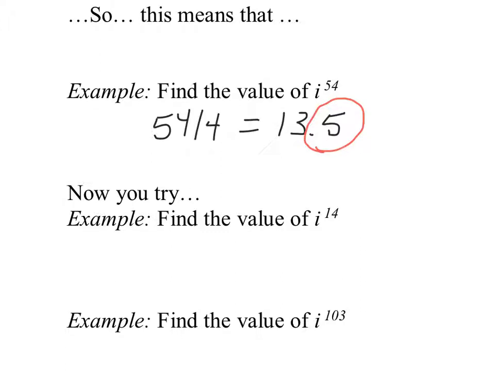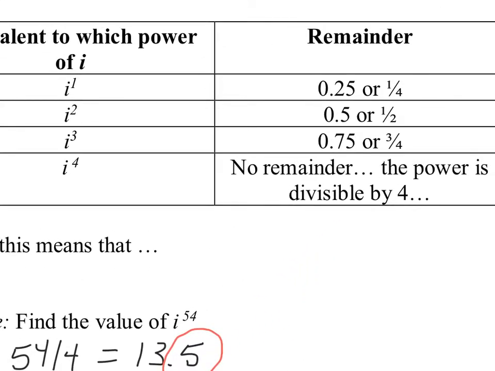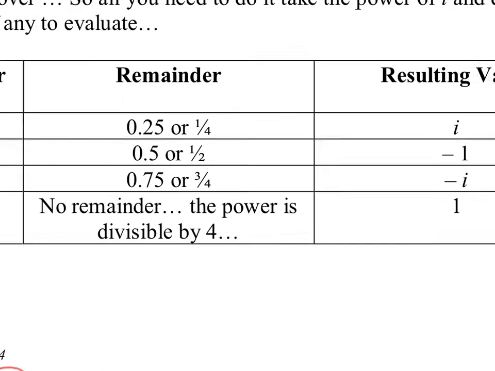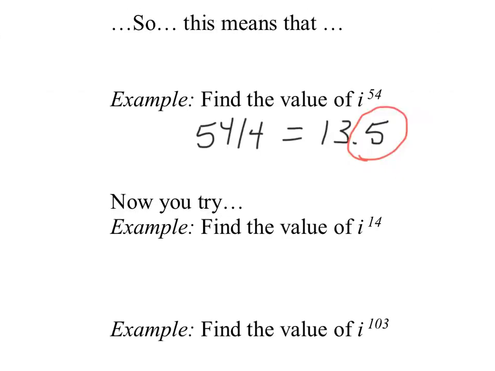So if I look back to my chart, 0.5. If I get a 0.5 remainder, that means that my resulting value is -1. So if I get a 0.5, my resulting value is -1. Therefore, i to the 54th equals -1. Let me write it down. i to the 54th power is the same thing as -1.